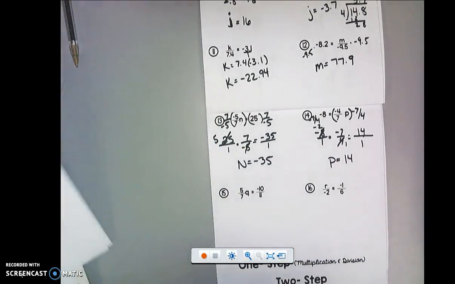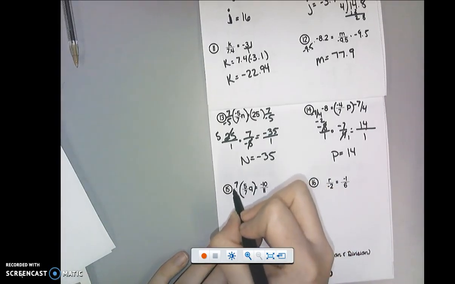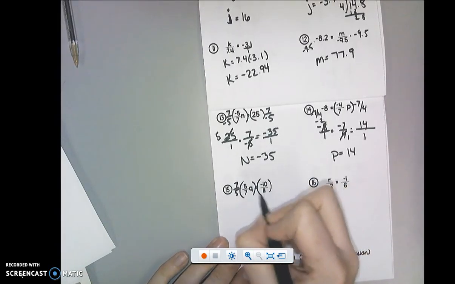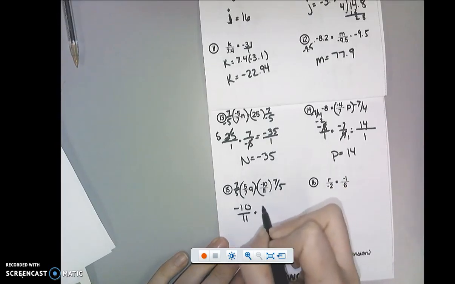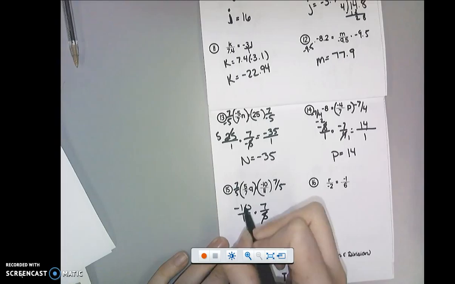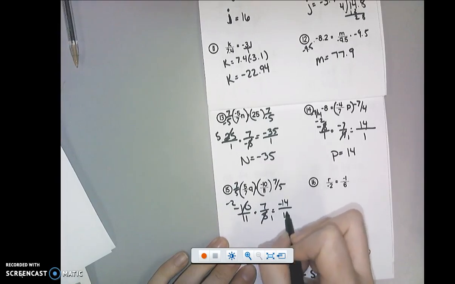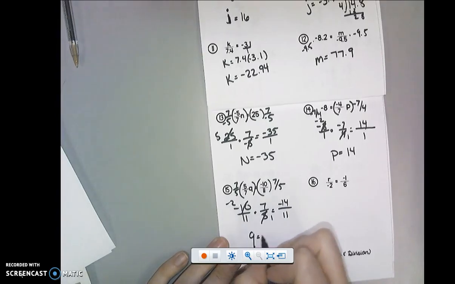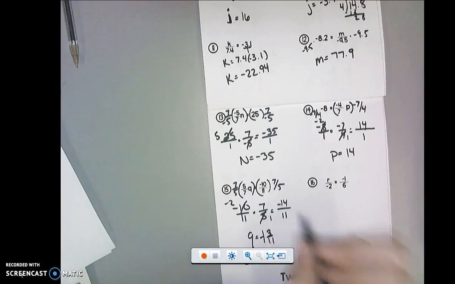Having fun yet? I know I am. Alright, so we're going to multiply by 7/5. Negative 10 over 11 times 7 over 5. Cross cancel, negative 2. So we have negative 14 over 11, or Q will equal 1 and 3/11. And that has to be negative because that was negative.